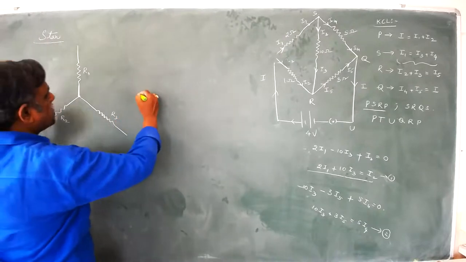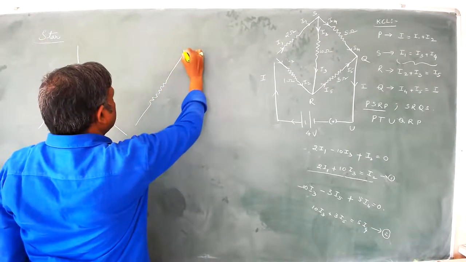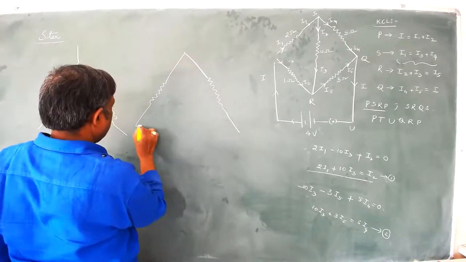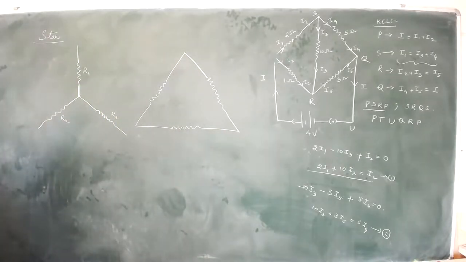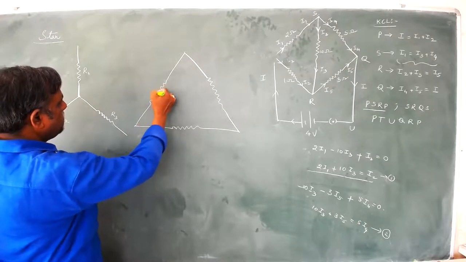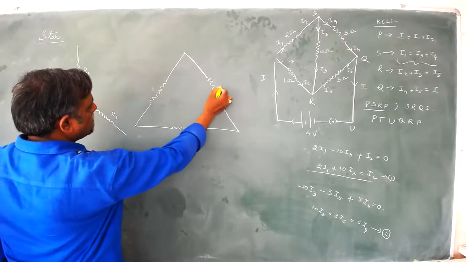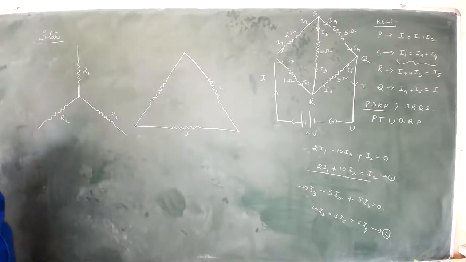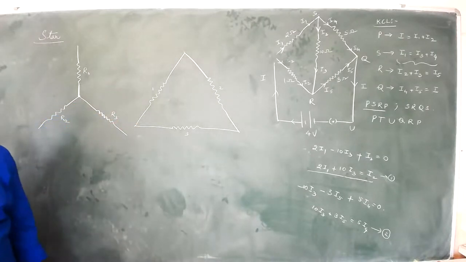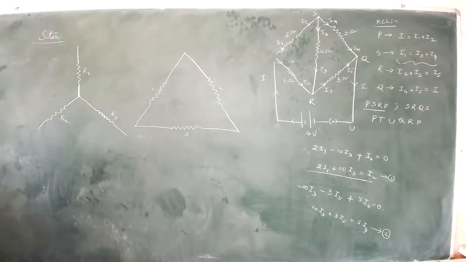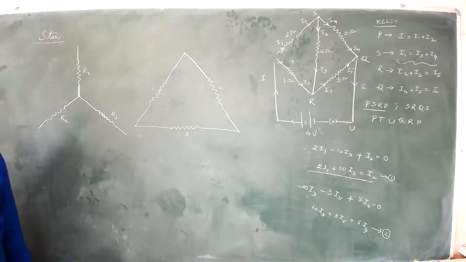Delta means what? That is a delta. In this delta, this is one, this is two, this is three. So if you transform star to delta, what do you do? Star to delta, and next, delta to star.